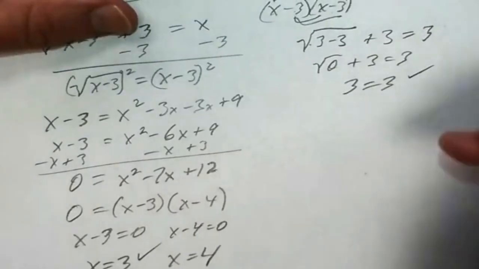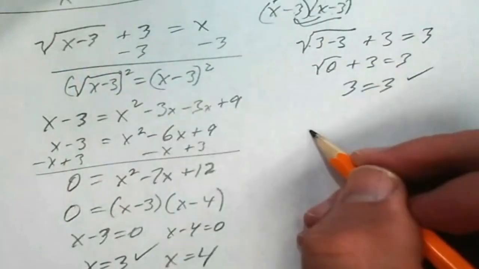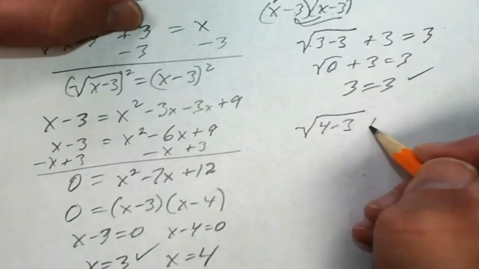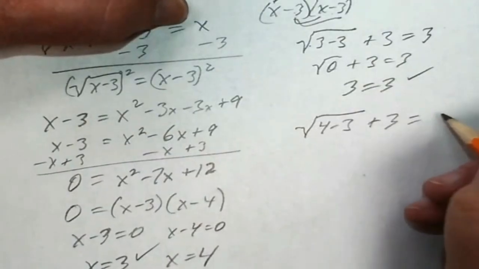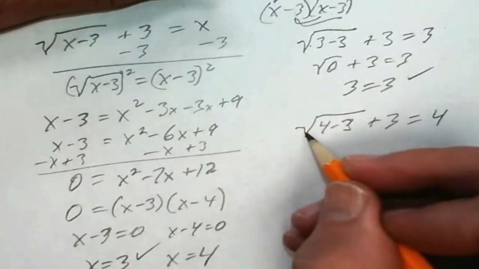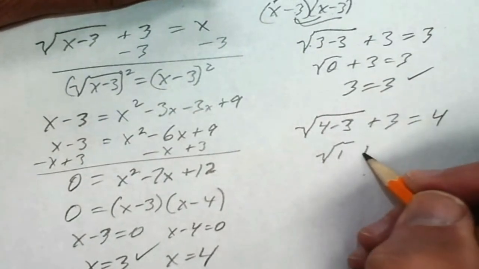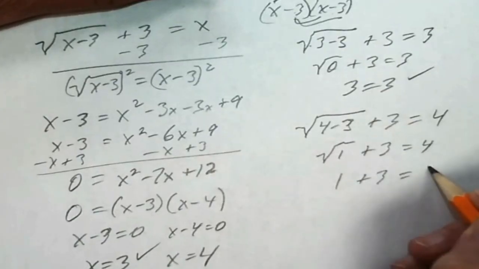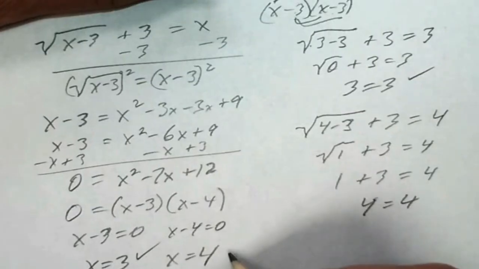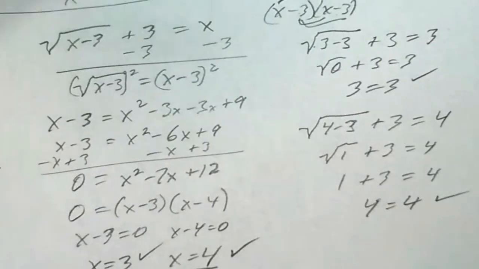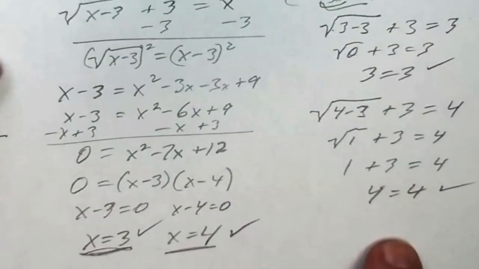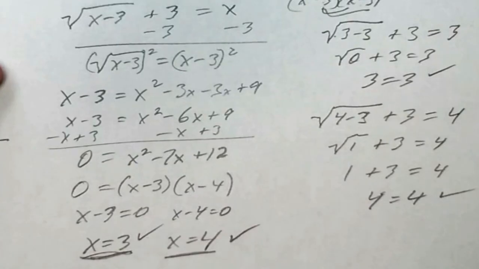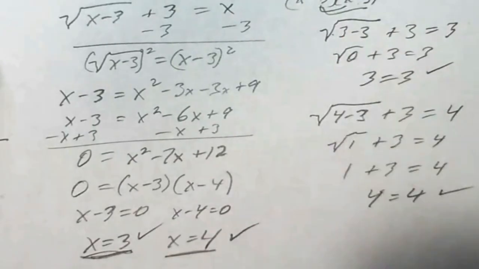Is 4 a good answer? Maybe. Okay. The square root of 4 minus 3 plus 3 equals 4. Square root of 4 minus 3, that's the square root of 1 plus 3 equals 4. 1 plus 3, 4 equals 4. This is also a good solution. So we have two solutions to this, and they're both good solutions. Neither one is extraneous. X equals 3, x equals 4, because they both check out in the work.